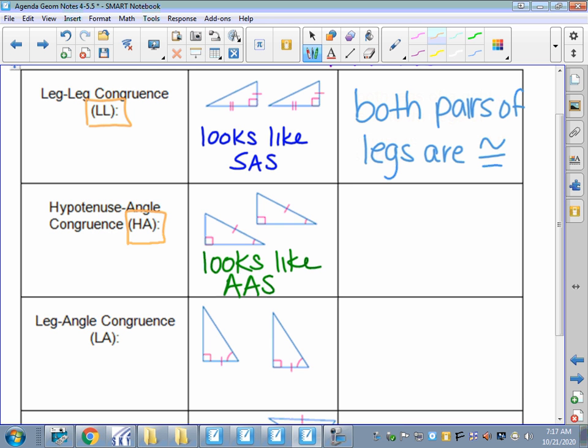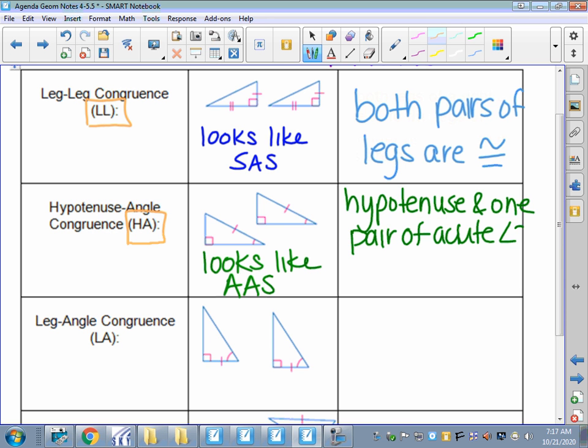So I'm going to say hypotenuse and one pair of acute angles are congruent. If that's true, then we can say those triangles are congruent because of hypotenuse angle. If you told me they were congruent because of angle, angle, side, I would also say you were right. It's just a shortcut using the right triangle as one of the angles.